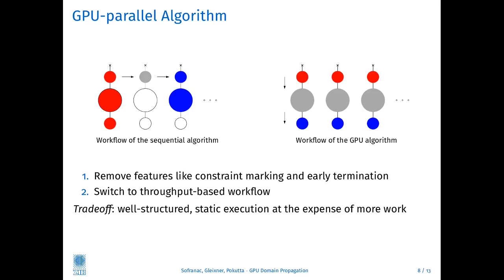We started with something akin to depth-first, going down a chosen path as far as possible, and then switched to a breadth-first with exploring everything possible at a given level before going down to the next level. In the end, we have a trade-off. We get a well-structured, static execution, but we have to do more work. Because this allows us to unlock the massive amount of parallelism the GPUs offer, this trade-off will work in our favor, as our results will show later.